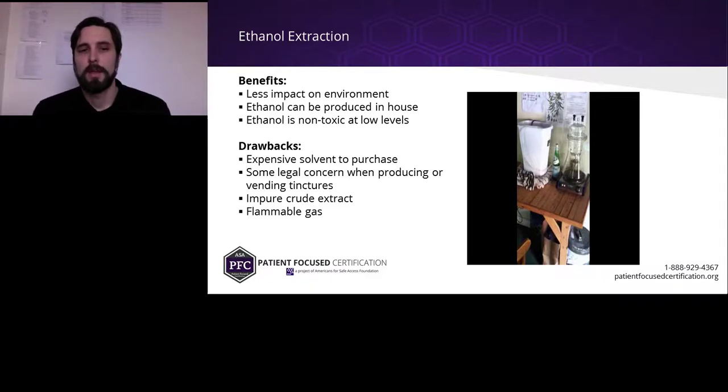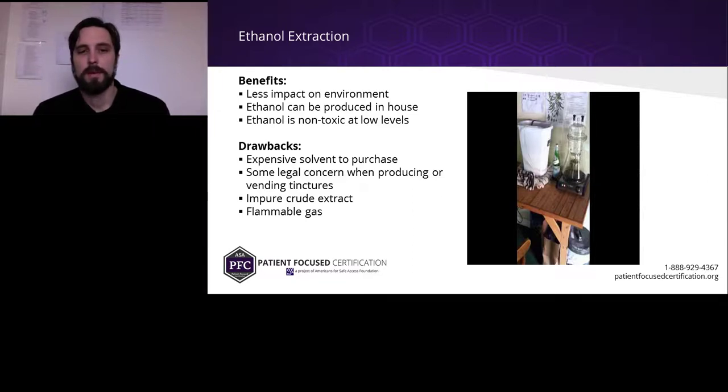Ethanol extraction has a few benefits. It has less of an impact on the environment than other solvents. Ethanol can be produced in-house. Ethanol is non-toxic at low levels. And on the right here, you can see an image of a hot plate with, it's basically an ethanol still.